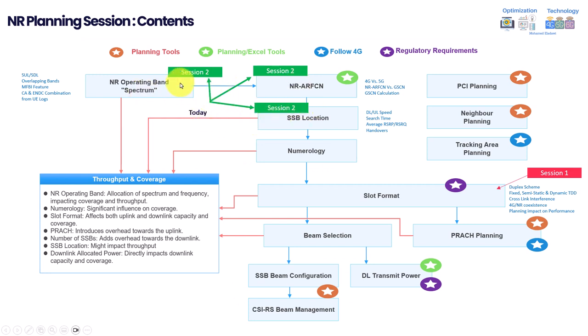So let's move forward. As you can see here, today we are going to cover these three parts, which are related to the operating band. Under the operating band, we are going to cover very important topics. What is the meaning of supplementary carrier downlink and uplink, and what are the use cases of those? How can you utilize it in case you have it in the network?